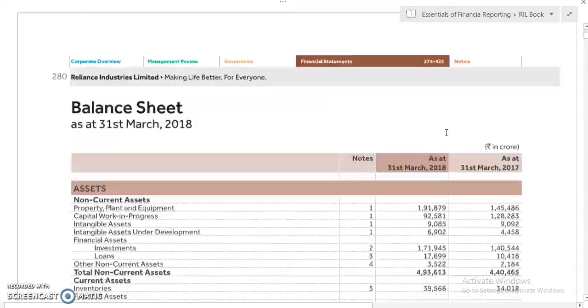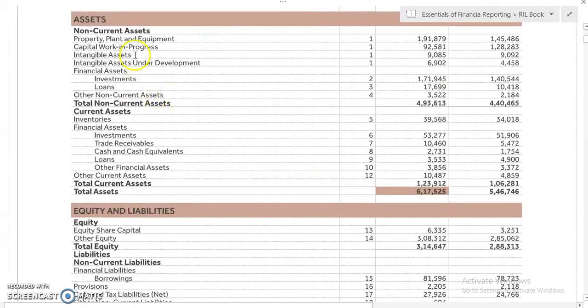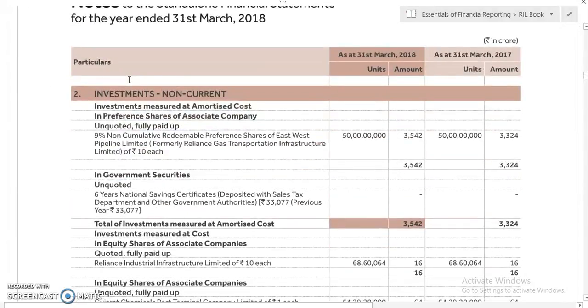So now let's look at the other items. We have looked so far at the property and these assets. Now financial assets, let's say investments. Investments is in number 2, right? So we go to number 2 and then we see investments, non-current. This is how they have put the money in.